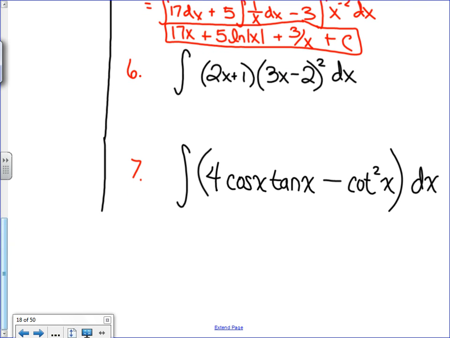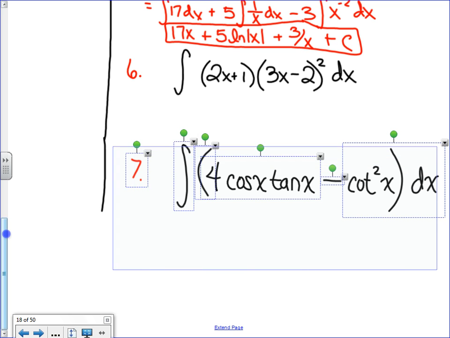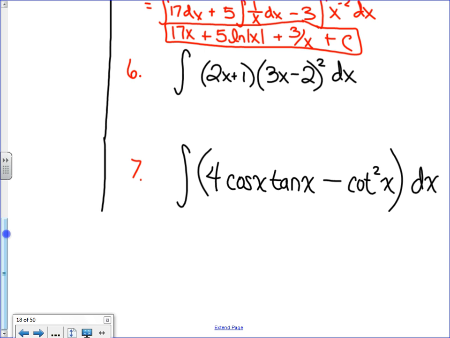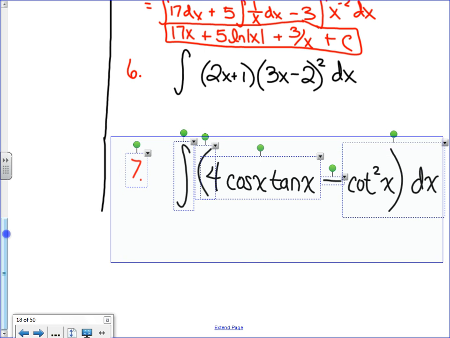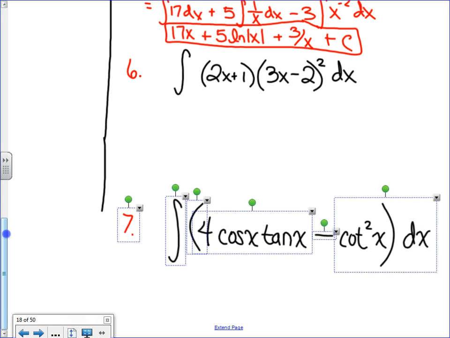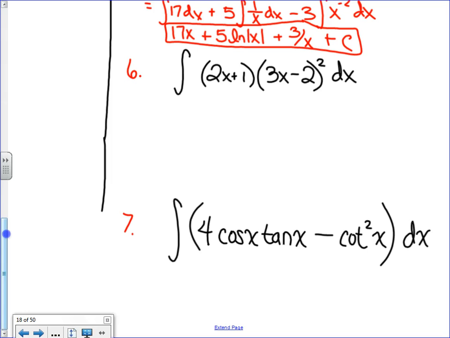Number 6, can I do a product rule? Nope. Chain rule? Nope. What would I have to do to solve it? Guys, what's the only operation in your integration rules that you can see? Multiplication? Nope. Division? Nope, unless they're trig. Secant times tangent is the derivative of secant. But I can't do it unless I make it pluses or minuses. I have to FOIL. So I have to do it piece by piece.